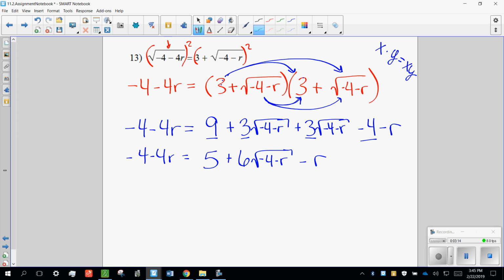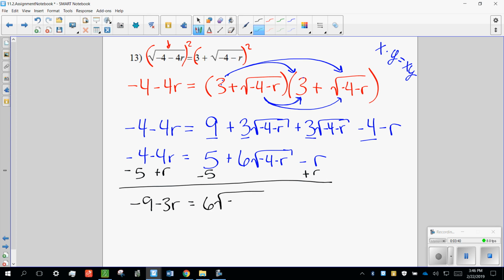Alright, because we have one square root, we're going to try to isolate that square root, keep it on just one side of the equation, and move everything else over. So I'm going to add r and subtract 5 from both sides. And I get negative 9 minus 3r is equal to 6 times the square root of negative 4 minus r. Then I'll divide by 6 on both sides.